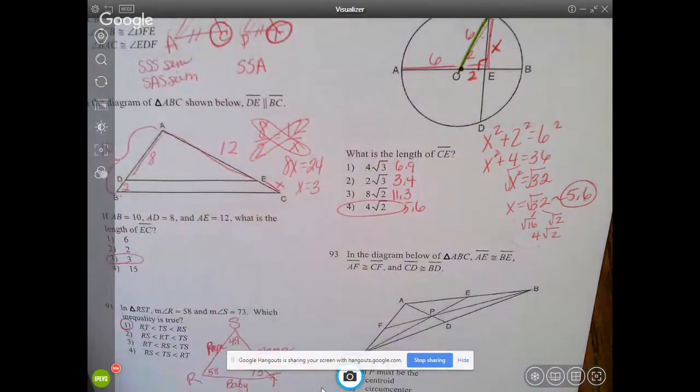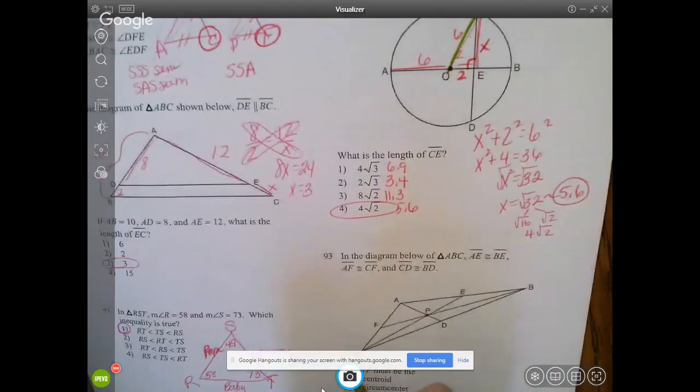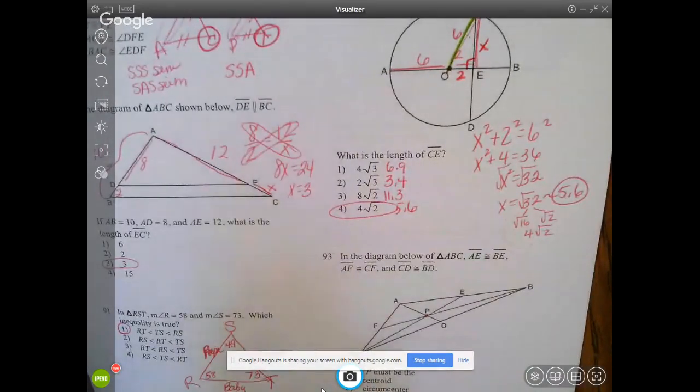Okay, moving on to question 93. I don't think you're going to end up having this question. Okay, in the diagram below, it tells you all of that, and it wants to know what is point P. Point P is the centroid. Okay, the answer is 1.